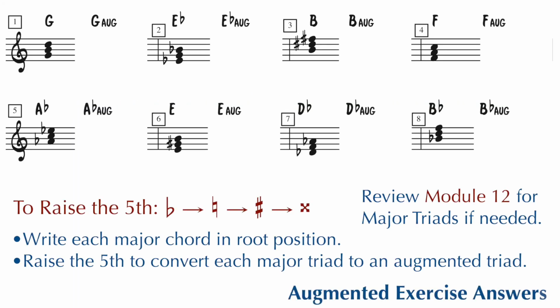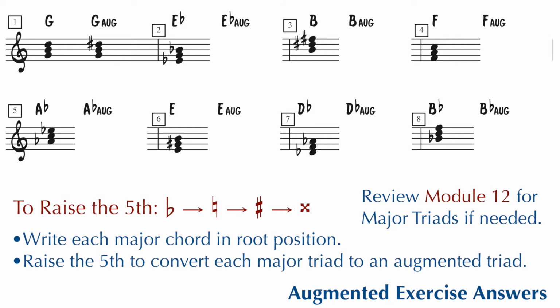Number 1, a G major triad is spelled G, B, D. To change the G major to G augmented, change the D, the fifth of the chord, to a D sharp, and G augmented is spelled G, B, D sharp.